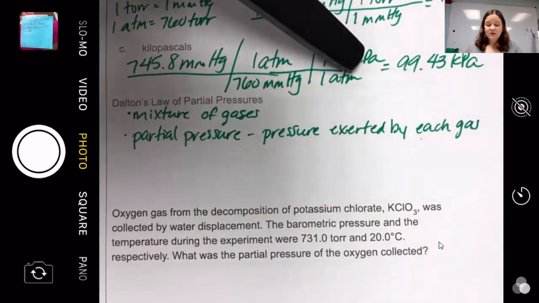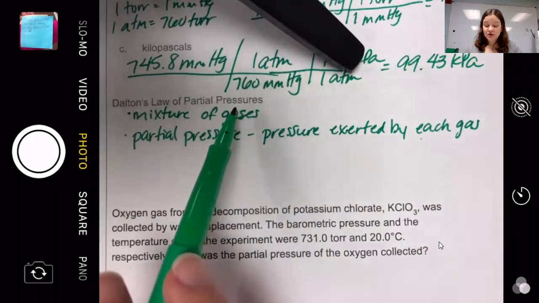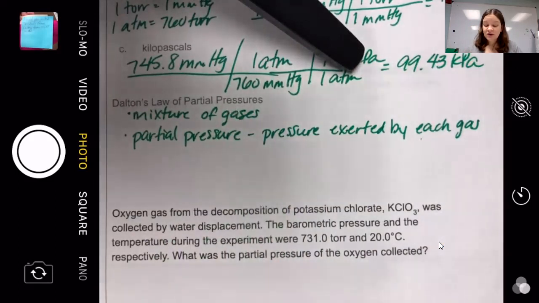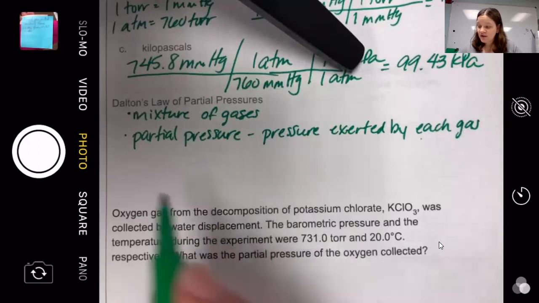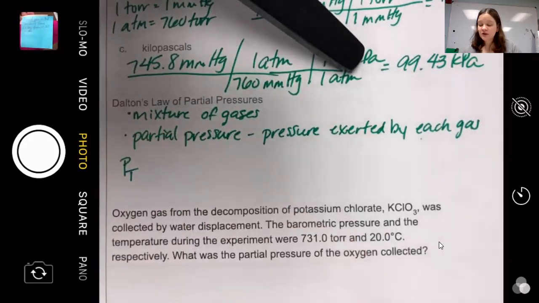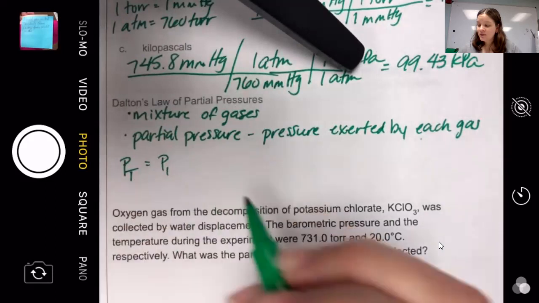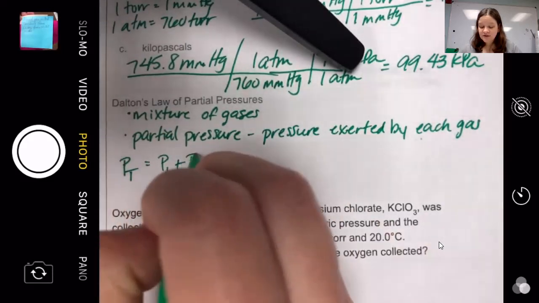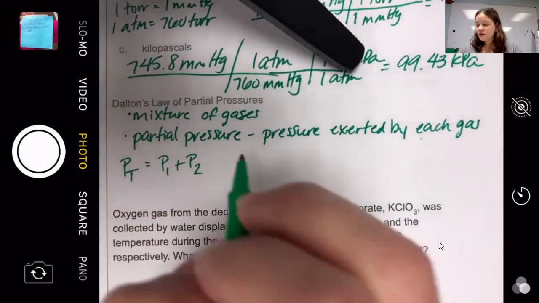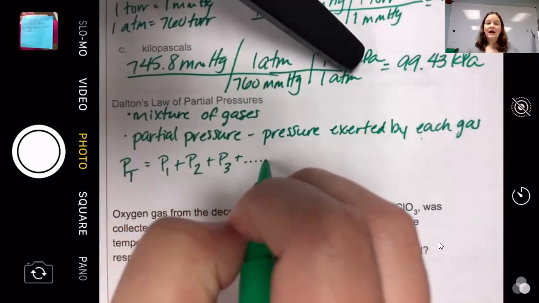Dalton's law states that the total pressure of the gas mixture is the sum of all the partial pressures. We can write it this way: PT, the total pressure, is equal to the pressure of the first gas plus the pressure of the second gas plus the pressure of the third gas, and on and on, however many gases you have.